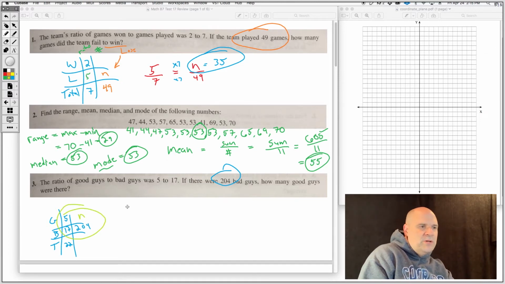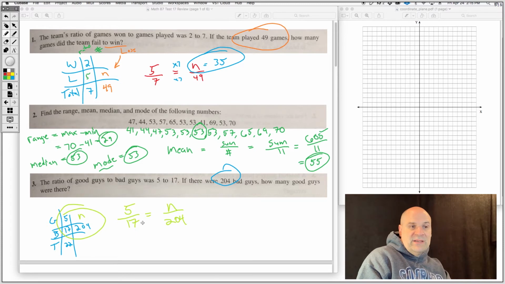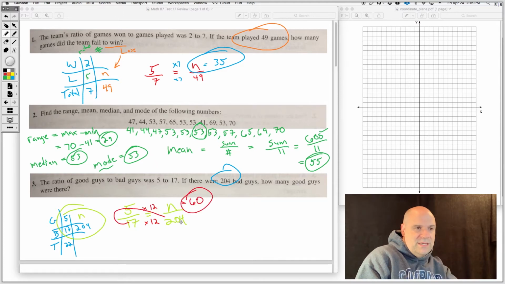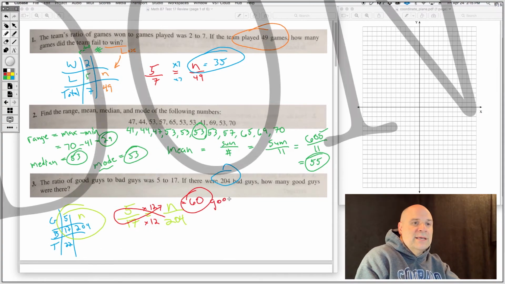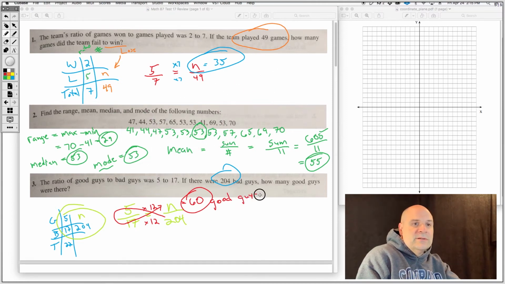So here's our proportion. 5 is to 17 as n is to 204. You can fish method that, or you can figure out how many times 17 goes into 204, and that goes nicely 12 times. So 5 times 12 is 60. Or you can fish method: 204 times 5 divided by 17 will also get you 60. And what are they asking for? Good guys. That's sad. Good guys are outnumbered.